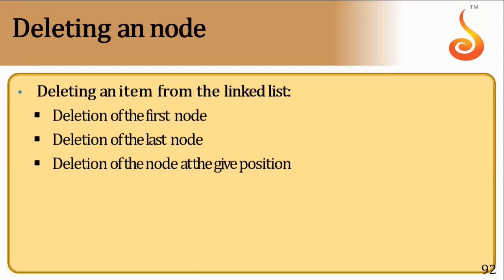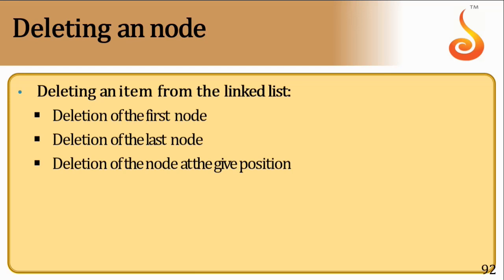So deleting a node, again, the deletion can happen at the first node, the last node, or anywhere in between. You can delete a node which happens to be the first node, you can delete a node which is the last node, as well as anywhere in between. This is also possible. In today's class, we'll be doing deletion of the first node. I'll write the algorithm, explain it with a diagram, and then I will write a function module which would be doing this.